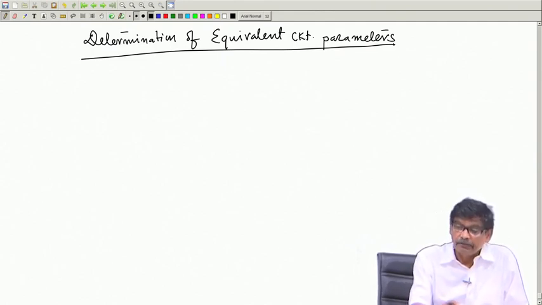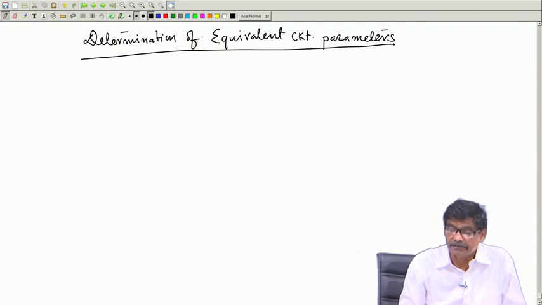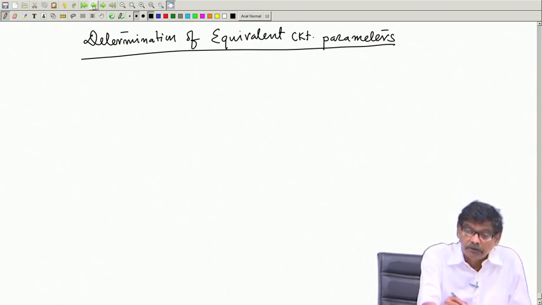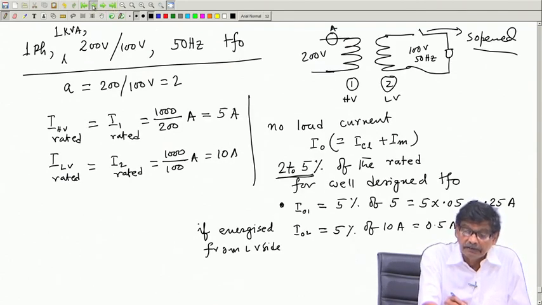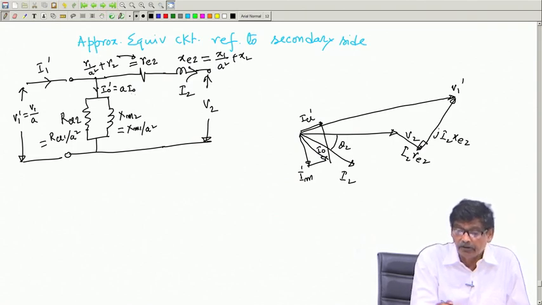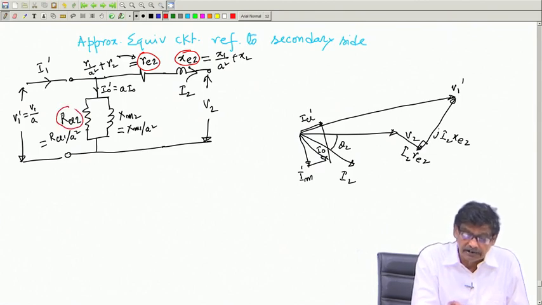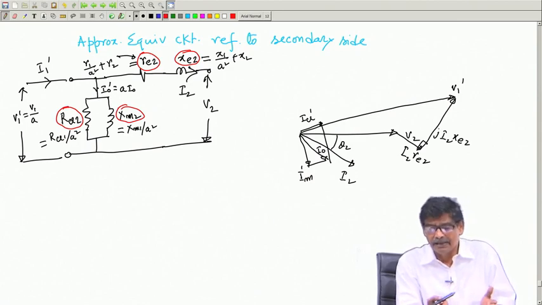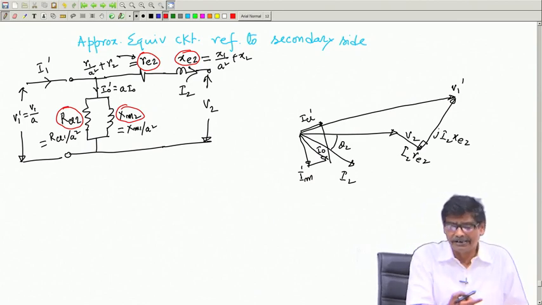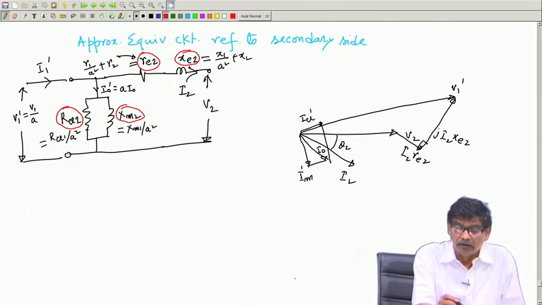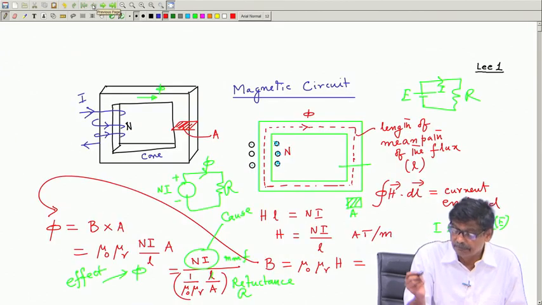So, a practical transformer is given. I want to know what will be the values of RE2, XE2, RCL2, and XM2. On any side, if you know, the other side can be calculated, as in the previous diagram.